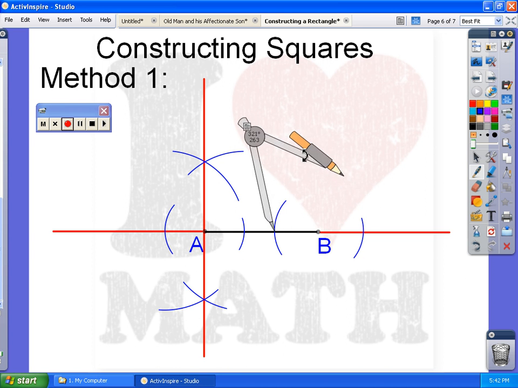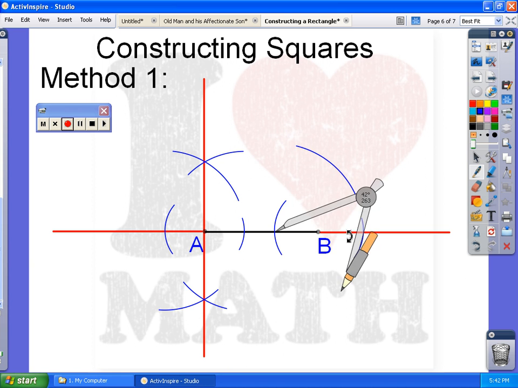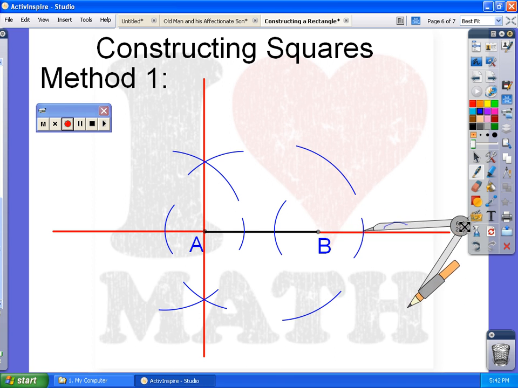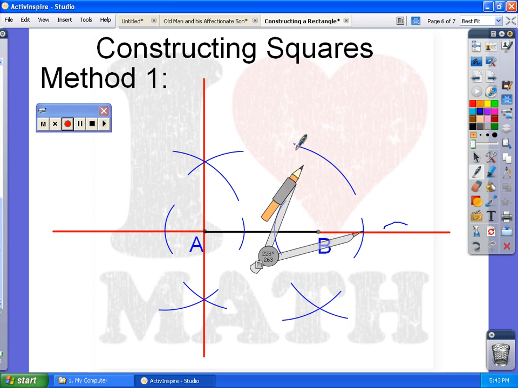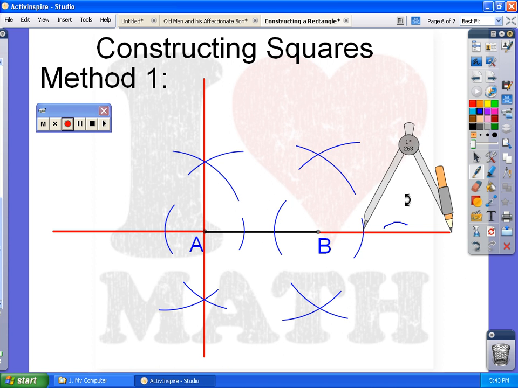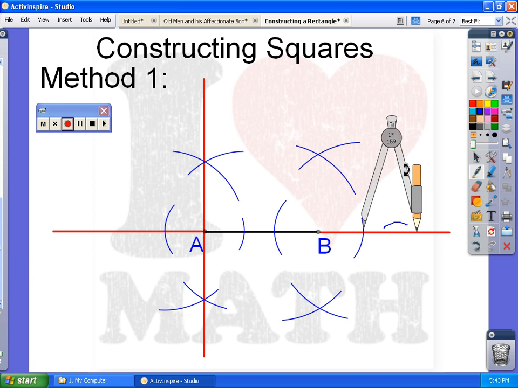We're going to draw our arc above, extend the arc below, reposition our compass, draw the intersection below, and draw the intersection above. Now at this point, we're able to connect our line segments.